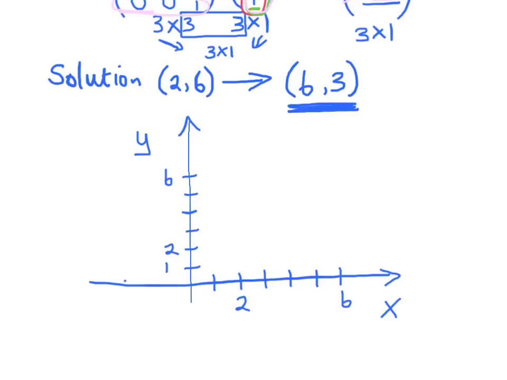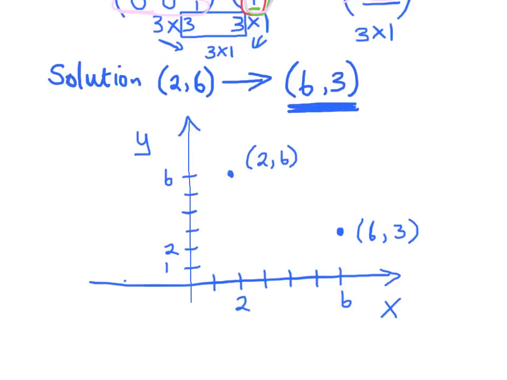So plotting the first point is (2, 6). So here it is here. So that's where I started off before I applied the translation. And when I applied the translation, I ended up here on the Cartesian plane, (6, 3).